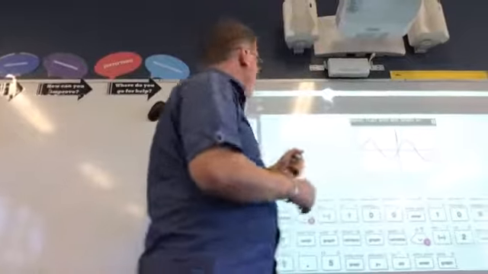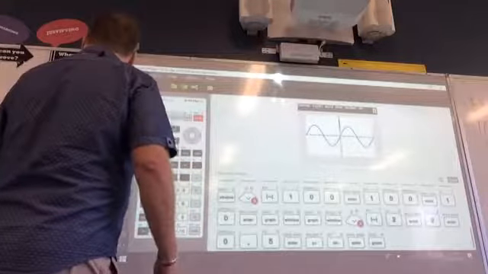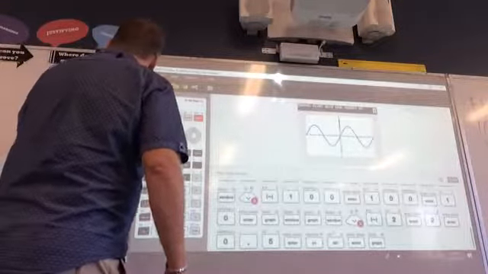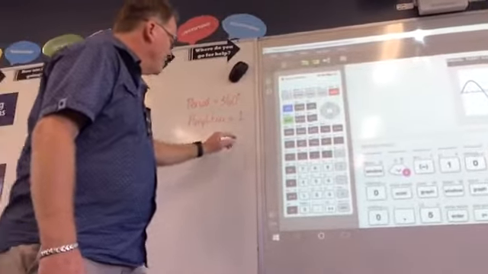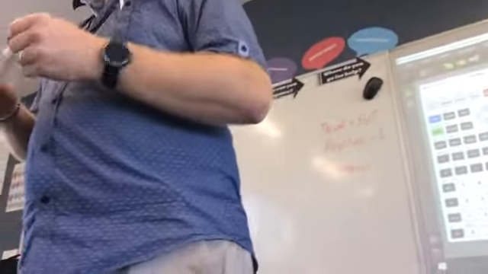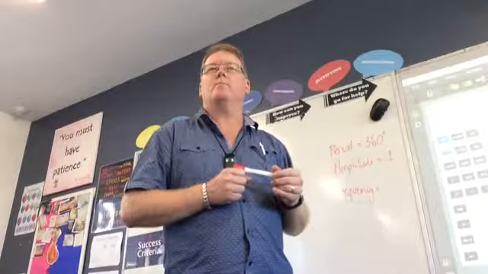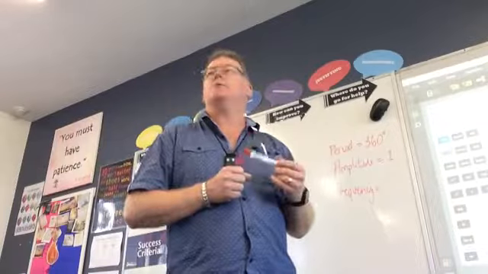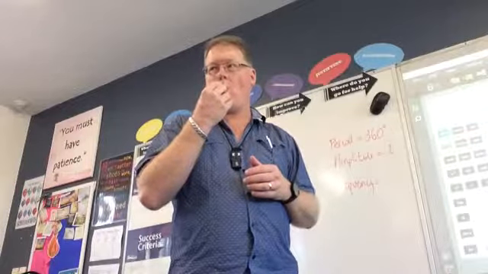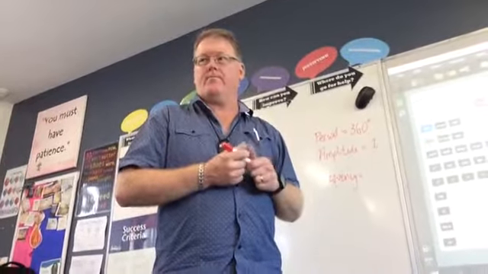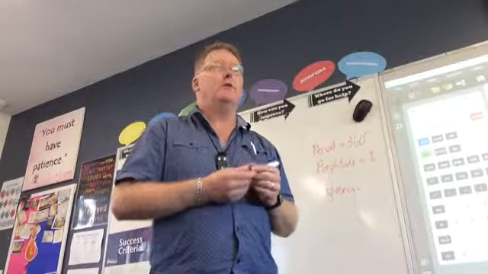Okay, so we know that the period is 360 degrees and the amplitude is equal to 1 unit. The one thing we haven't talked about: what's the frequency? So what's the frequency of that curve? How many cycles per second? So how can we work it out? Any ideas? Do you know the answer? Good. Excellent. That's all I wanted.